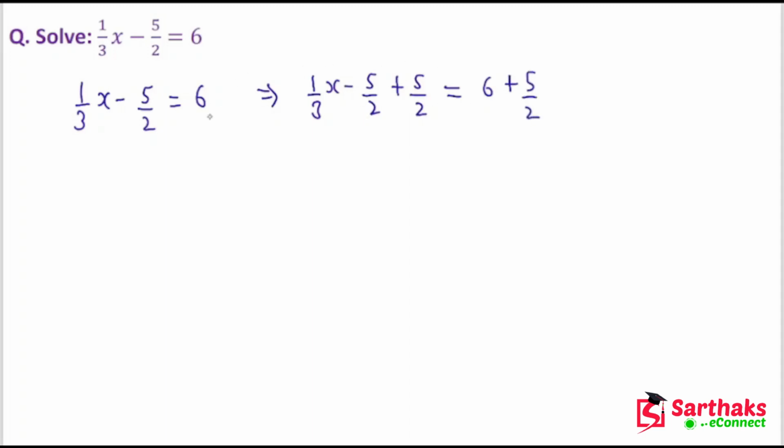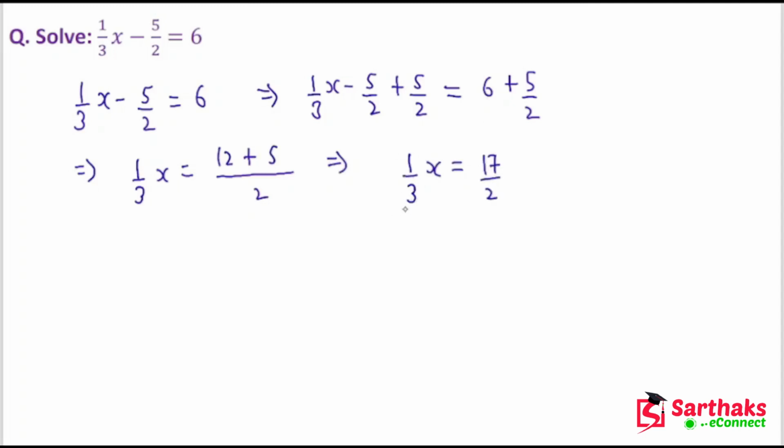That will cancel out minus 5 by 2 and we will get 1 upon 3 x is equals to. Now you can take the LCM here. LCM would be 2, because the denominator of 6 is 1. So 1 into 2 is equals to 2, and 6 into 2 is equals to 12, plus 5. So we will get 1 upon 3 of x is equals to 17 whole upon 2, right?